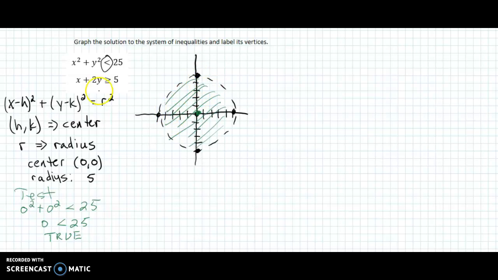Okay, the second inequality is a line. And so we can graph lines by solving for y. So we have 2y is greater than or equal to negative x plus 5. And then y is greater than or equal to negative 1/2 x, and then plus 5 over 2, it looks like.